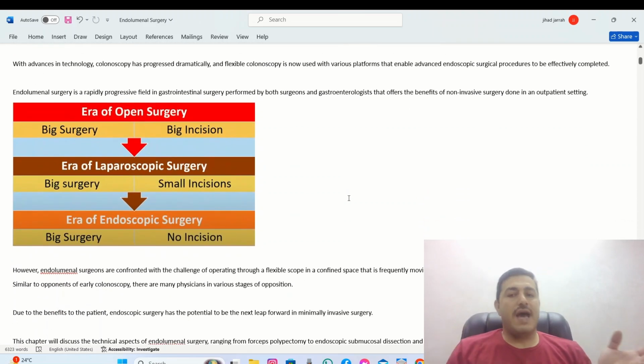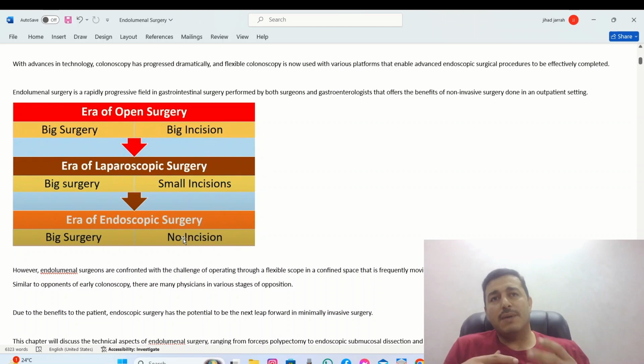Of course, we have advantages and disadvantages. You can imagine that you are going to remove a lesion, whatever it is, through the colonoscope. We have a flexible instrument. We have a small field to operate, moving field. So this is one of the challenges that may face us. This is a nice picture, shows you how we start with open surgery, then we move to laparoscopic surgery, and nowadays we are talking about endoscopic surgery.